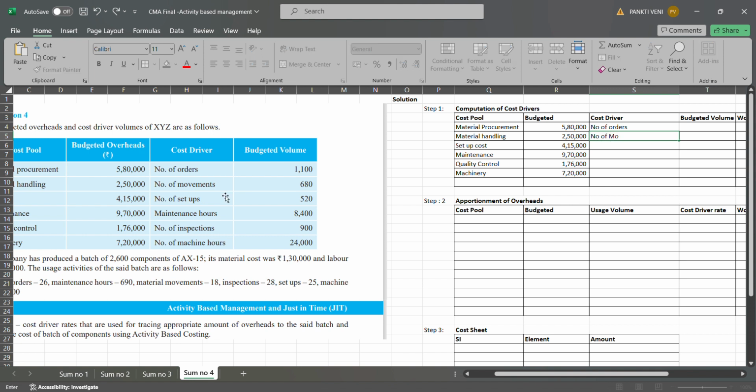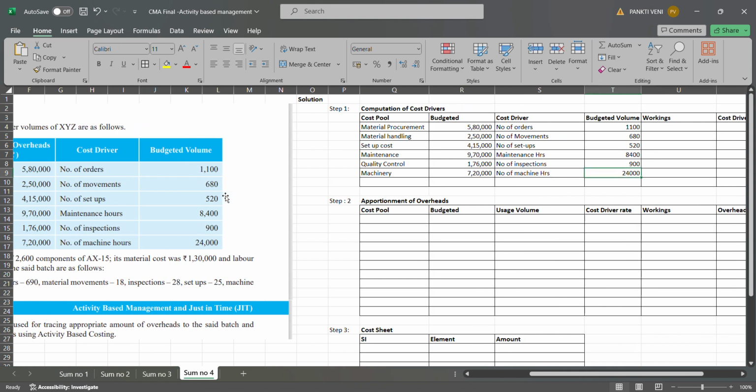Number of movements, number of setups, maintenance hours, number of inspection, number of machine hours. Okay, so number of orders 1,100, 680, 520, 8,400, 900, 24,000.